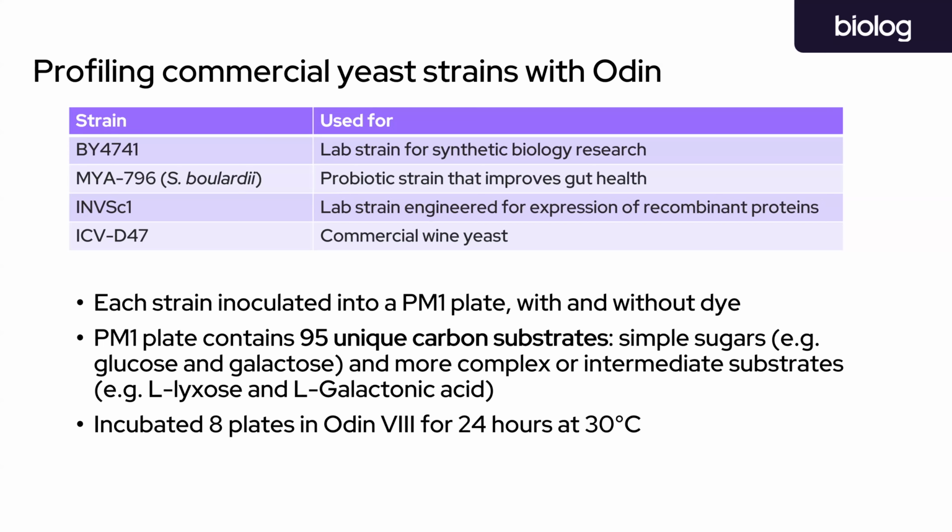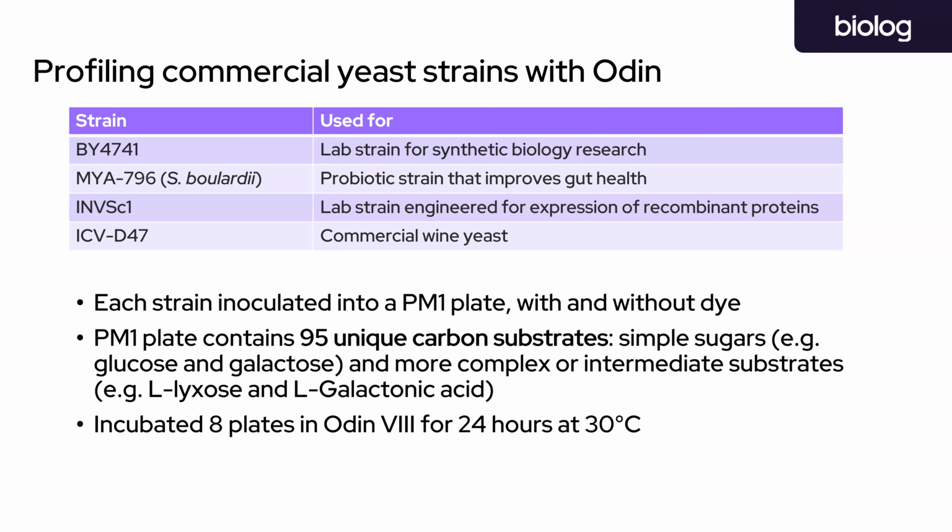So, to show off the throughput of the brand new Odin 8 system, we picked just one plate here. So, this is the first plate of the PM panels, PM1. And this one has a collection of 95 different carbon substrates on it. So, these range from simple sugars like glucose and galactose, all the way to some more complex substrates.